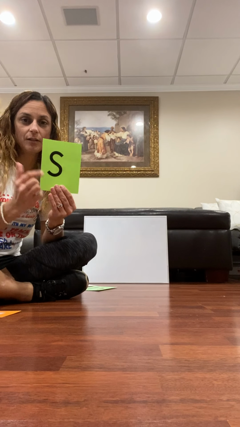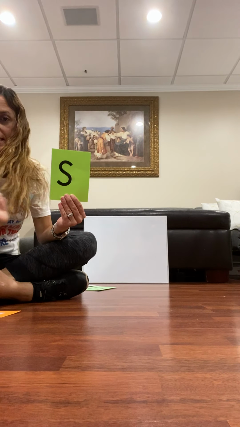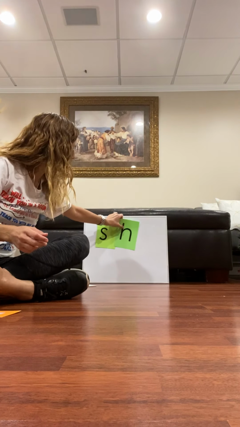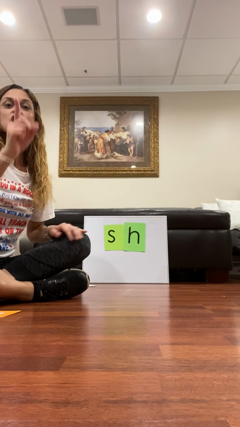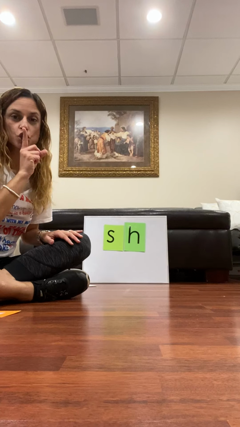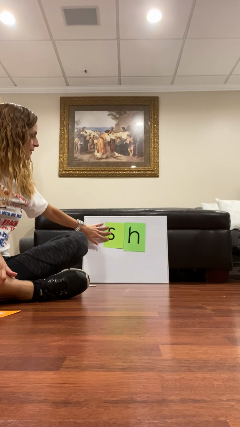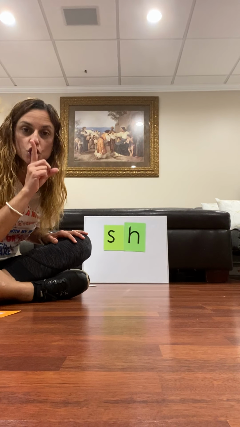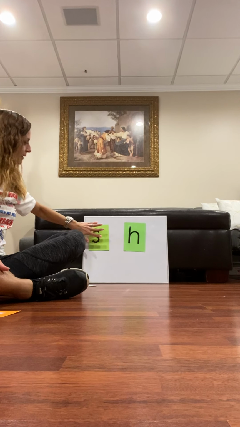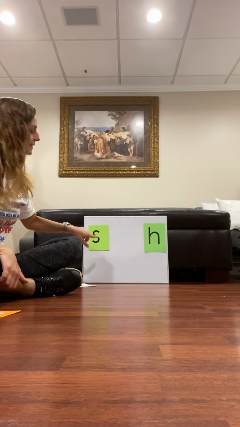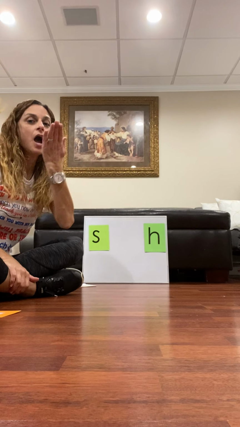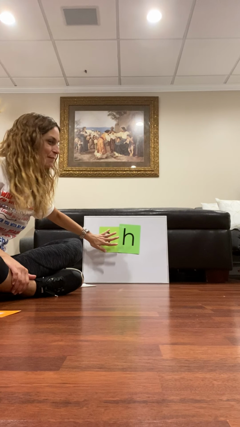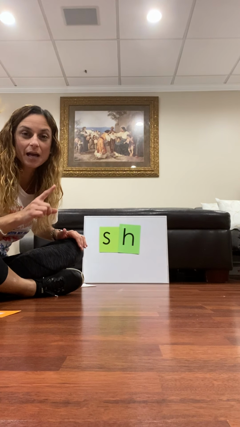Now, we know the S looks like a snake, right? And it makes a sound. But when you put it together with the H, it makes a shh sound. No more does it say s. When the S and the H are together, it makes a shh sound. Okay? So separated, boys and girls, let's practice. The S says s and the H says h, but when they come together, they make the shh sound.